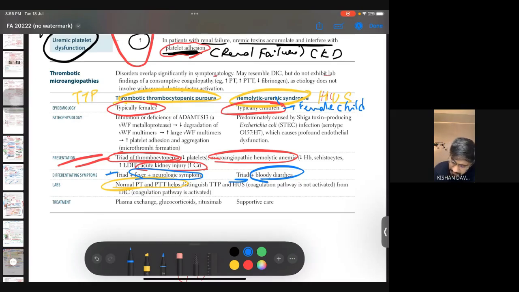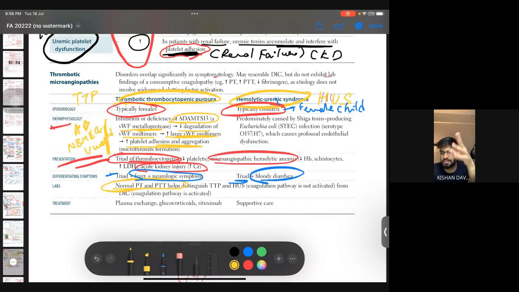Okay, now coming to pathophysiology. In pathophysiology, inhibition or deficiency of ADAMTS13 is important. What is ADAMTS13? It is a VWF metalloprotease. Decrease in degradation of multimers, increase in large multimers, platelet aggregation. This is very important. So many questions are there in NBME and UWorld. In UWorld, one question is there, but in NBME, so many questions are there. They have just asked you the mechanism. Okay. So this is what all is important.